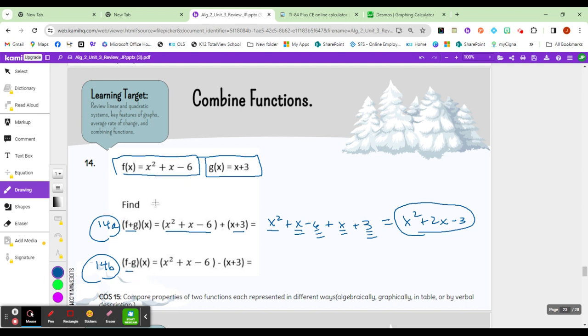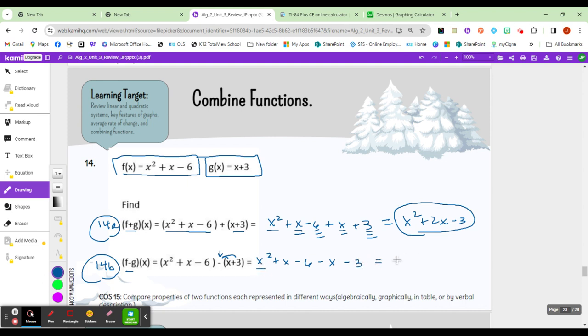14b asks us to subtract the function. So you take f of x, you put it in parentheses, you subtract g of x, you put it in parentheses. When we're subtracting, we are allowed to drop the first set of parentheses with no sign changes, but when we drop the second set of parentheses, since we're subtracting those, that subtracting has got to go on the x and the 3. So that's going to give us a minus x and a minus 3.